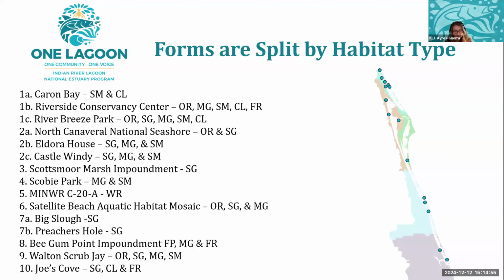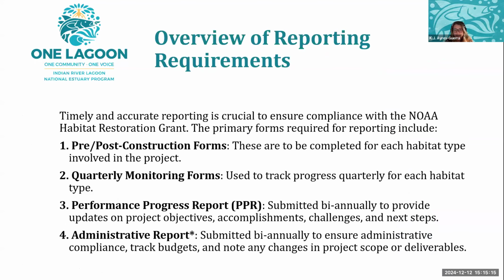The reason why I put all the different habitats in is because each habitat type within the project has a unique reporting form and has unique needs based on restoration activities performed. So I'm going to use Karen Bay as an example because it's 1A throughout the whole thing. So for the different reporting requirements, accurate and timely reporting is critical for compliance with the NOAA requirements and for tracking the progress of our overall restoration efforts.